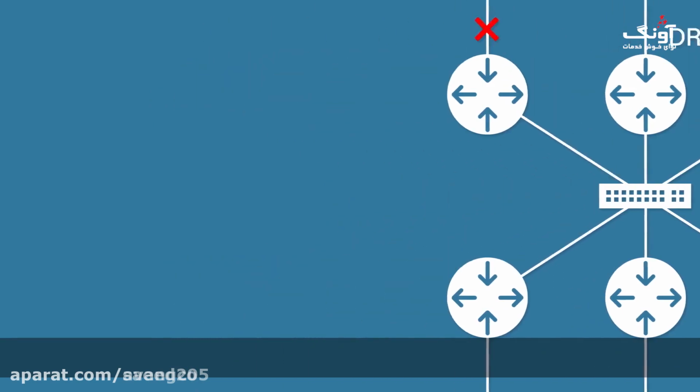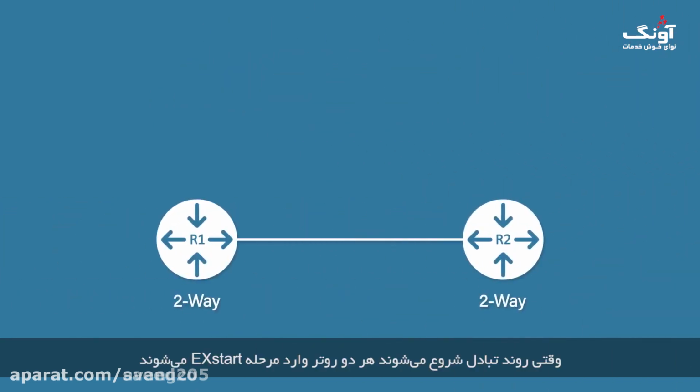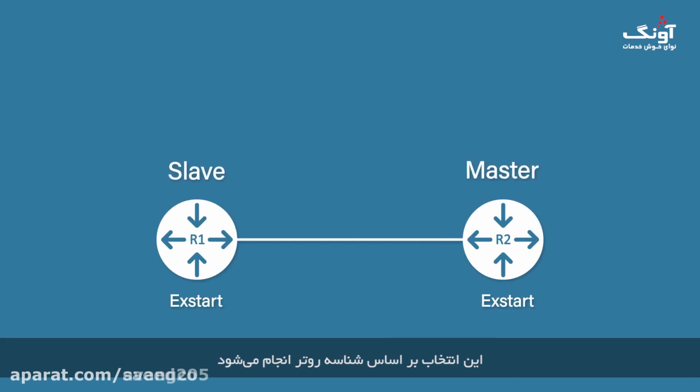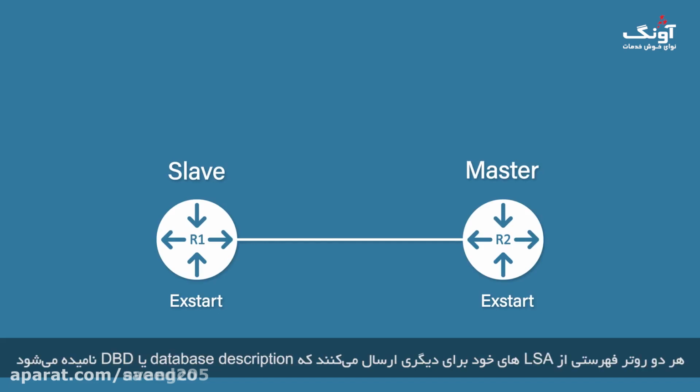Okay, so back to our diagram. Once the exchange process starts, both routers enter the ExStart state. At this point, the routers select a slave and master. This is based on the router ID. The master will control the sequence numbers and start the exchange process. Thankfully, we don't need to know much more than that.